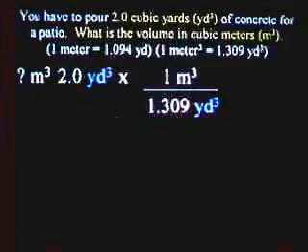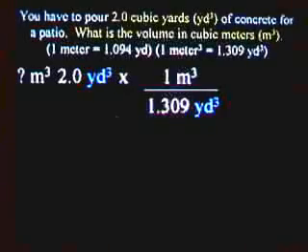So using the equality provided, the one that we calculated, the volume equality, we can see how yards cubed will cancel. We have 1 unit on the top and 1 unit on the bottom, leaving us with the final unit of a meter cubed. This is the only conversion that is necessary, so now we need to do the math. 2 times 1 divided by the 1.309.